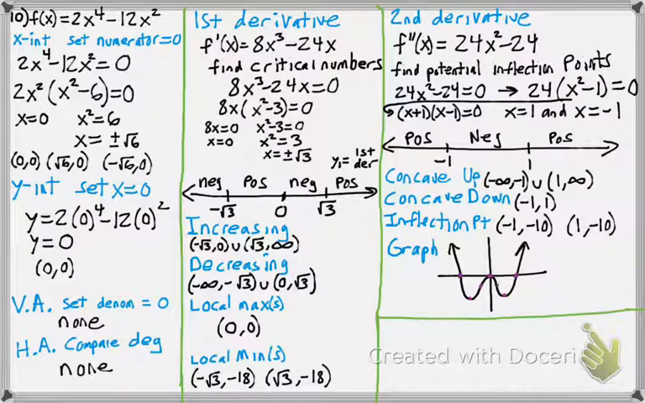The window that I used for this, I used 10 for the x max, -10 for the x min, -20 for the y min, and 20 for the y max. Your graph doesn't need to be perfect, but this will be our graph. All right, we made it.